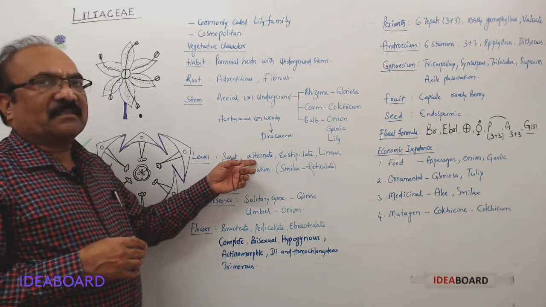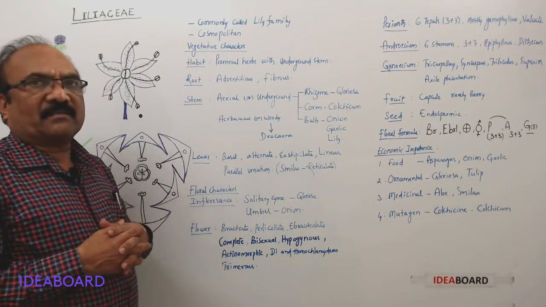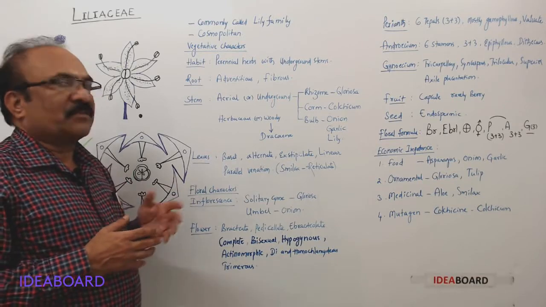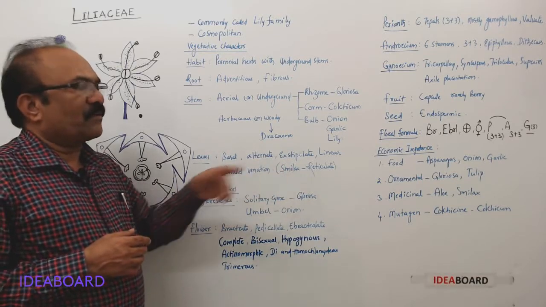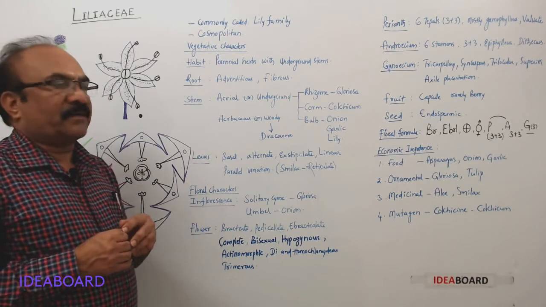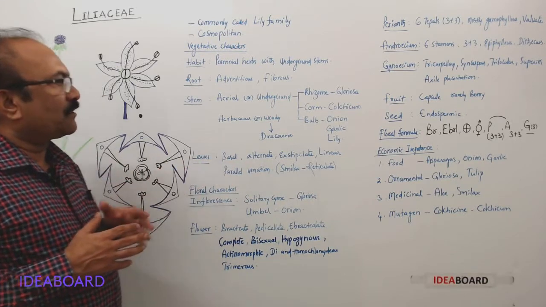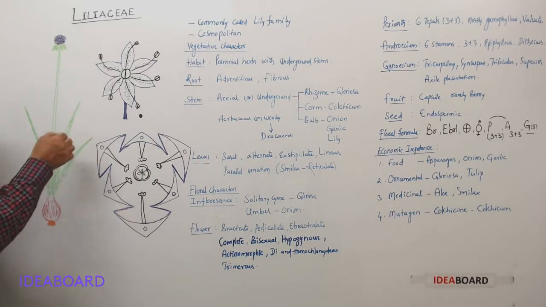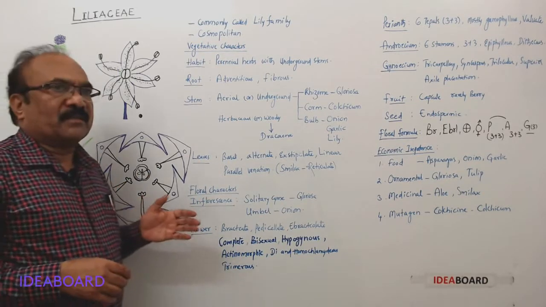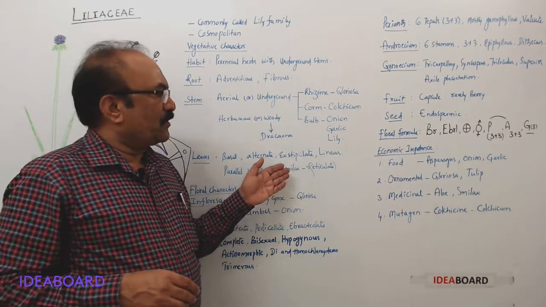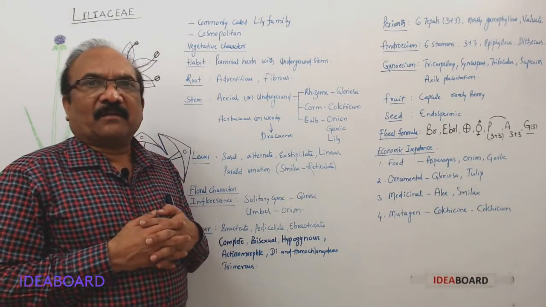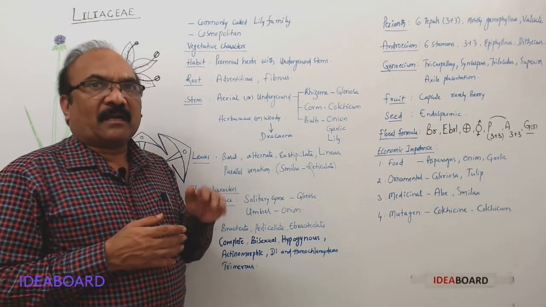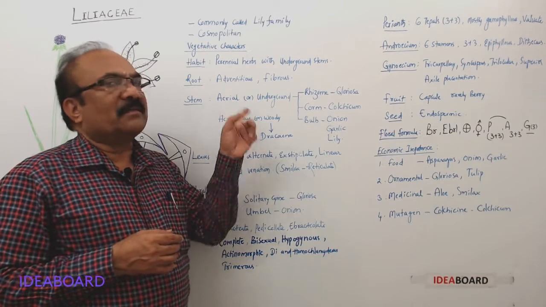The phyllotaxy is alternate, and they are exstipulate, without stipules. But the exception is there: Smilax is an exception for exstipulate, it is stipulate. Generally the leaves are linear, like this, linear, and with parallel venation. But of course, remember an exception among monocots: Smilax exhibits reticulate venation, and that Smilax belongs to this family Liliaceae.